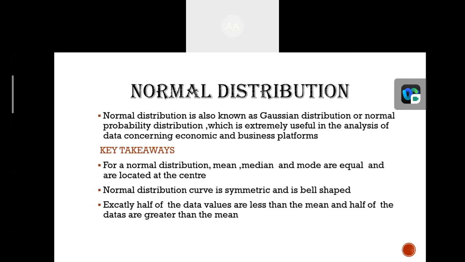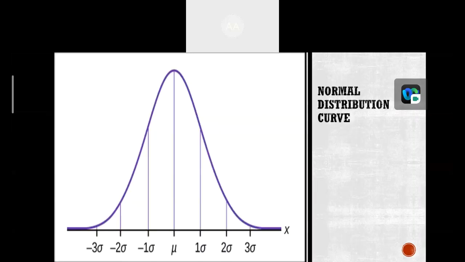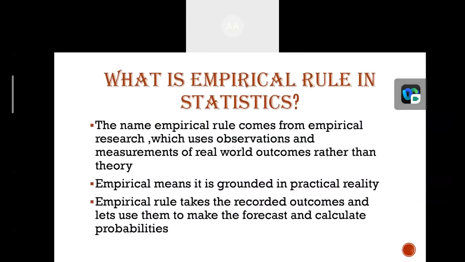Key takeaways: the characteristics of a normal distribution. For a normal distribution, the mean, median, and mode are equal and are located at the center of the graph. The normal distribution curve is symmetric and bell-shaped, and exactly half of the data values are less than the mean and half of the data are greater than the mean. This is the graphical representation of a normal curve. Here we can see the mean, median, and mode are at the center and they are equal. Towards the right it has positive values and towards the left it has negative values.